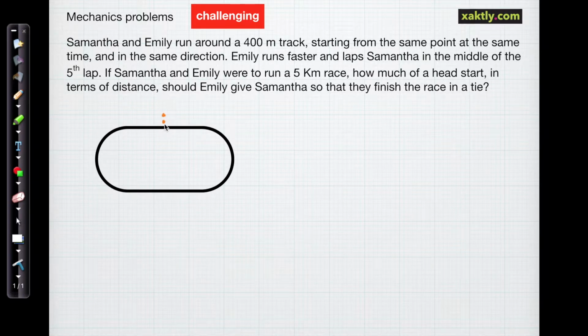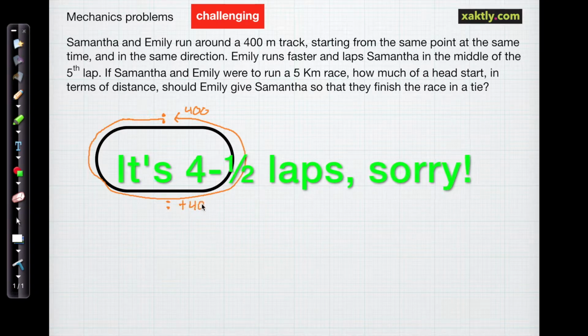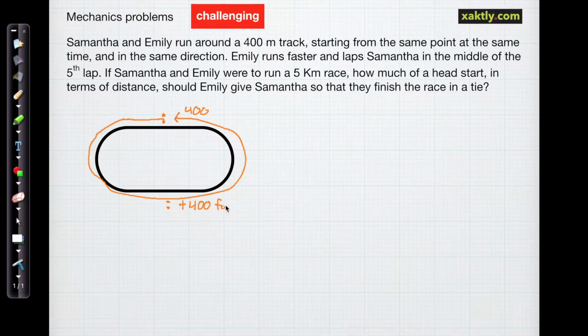So here's what's going on. Two runners start at the same place on the track, and they start running around. One's faster than the other, and after 5.5 laps, the faster one laps the slower one. So the faster woman has gone 400 meters, it's a 400-meter track, farther than the slowest person.